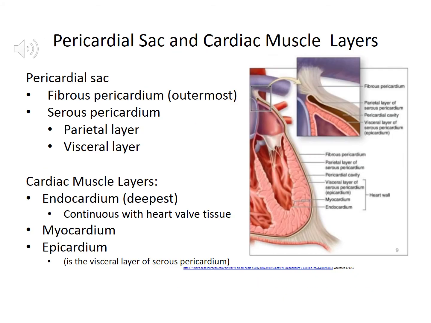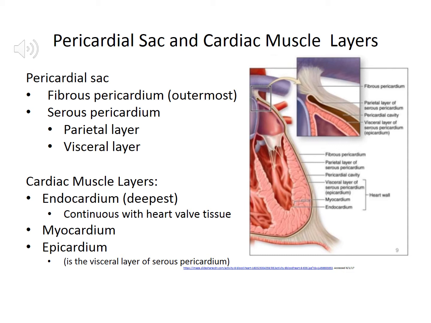This schematic just shows the pericardial sac within which the heart sits, as well as the muscle layers of the heart. So let's consider first the pericardial sac. The outermost portion of this sac is called the fibrous pericardium, and it is made of very dense connective tissue. The inner layer of the sac actually has two layers. The inner layer is called the serous pericardium, and it is comprised of the outermost parietal layer and the innermost visceral layer, which actually comprises the outermost layer of the heart muscle itself.